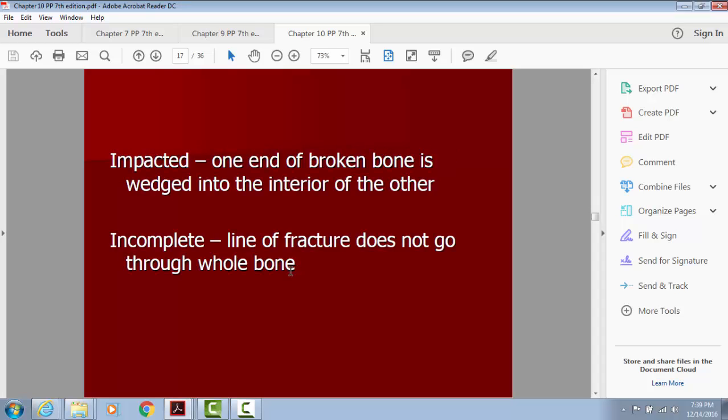An impacted fracture then is when one end of a broken bone is wedged into the interior of the other. And so they show an example of a femoral head, which kind of fractures and then wedges itself into the femur. An incomplete fracture then is number 6 on page 322, and that's a line of fracture that does not extend through the whole bone. If I had to pick a fracture, that's probably the one I would pick, only because it's going to heal more than likely on its own with just stabilization of it.